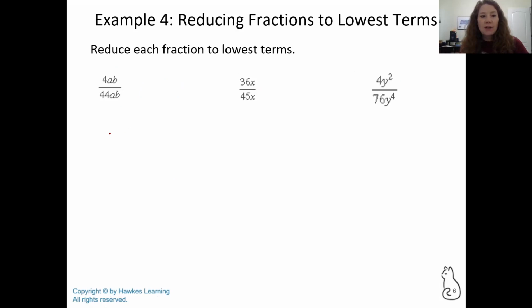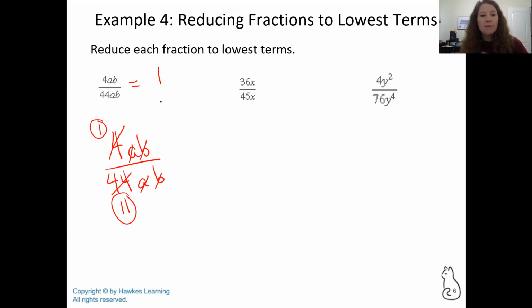Right here, I don't know why these are written so small, but let's make them a little bigger. I'm going to divide 4 and 44 by 4. 4 divided by 4 is 1. 44 divided by 4 is 11. And then A divided by A is 1, and B divided by B is 1. So all I have left on the top is a 1, and on the bottom all I have is an 11. That's my final answer.